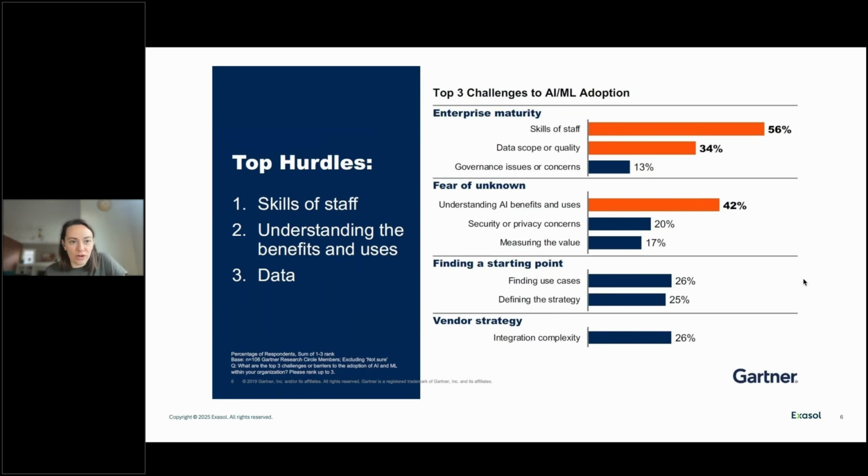Of course, data scope and quality is the second one there. And I think we all know that one, right? If you don't have access to good data within your organization, you don't have anything to feed your data scientists or feed your AI. And that data scope or quality is going to show in the AI solutions that you want to build.